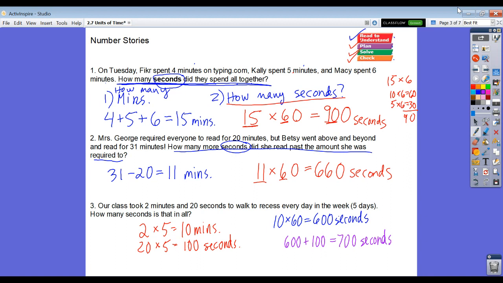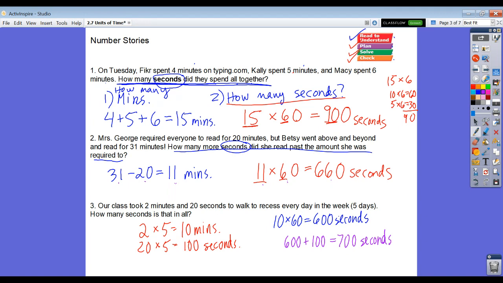So I underlined my question, circled that keyword, and I made my plan. First, I wanted to find the minutes, and since I wanted to know how many more minutes, in this case, I took what she read, 31, subtracted the required 20, and found out she read for 11 more minutes. Now I needed to convert that into seconds, so I took 11 minutes, multiplied it by 60 because there are 60 seconds in each minute, and I got 660 seconds. If you agree, give a woohoo. Okay, let's check number 3.